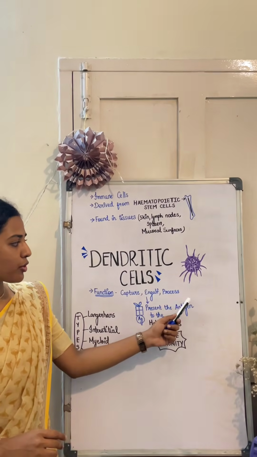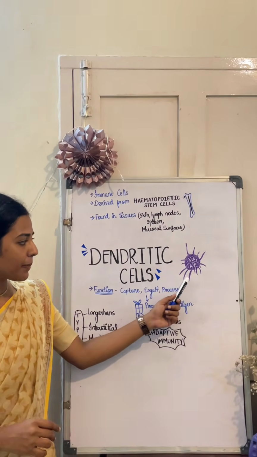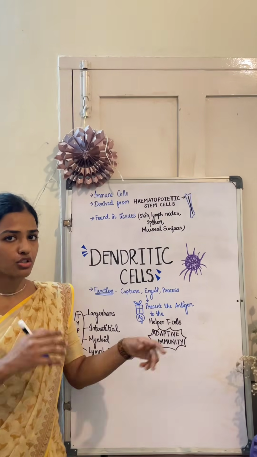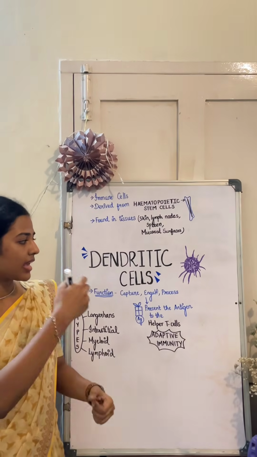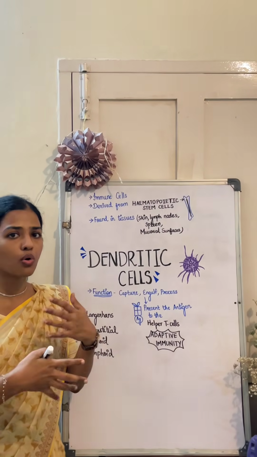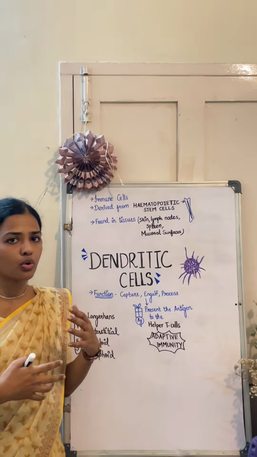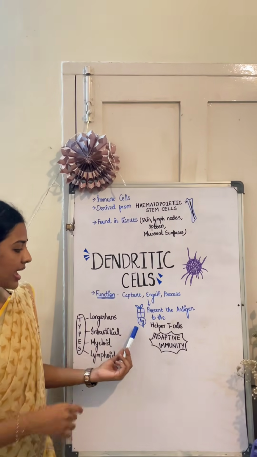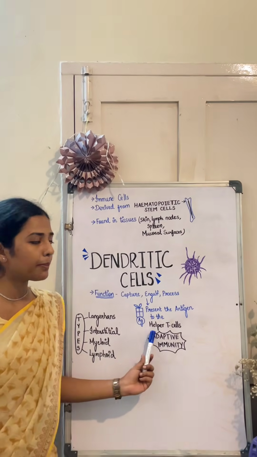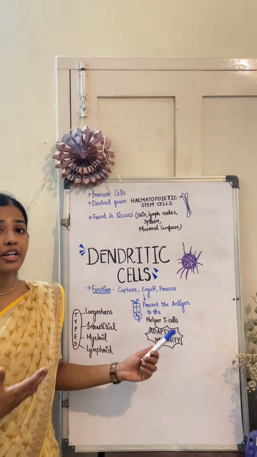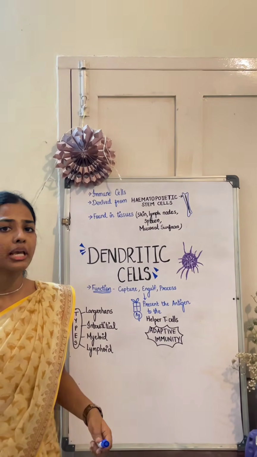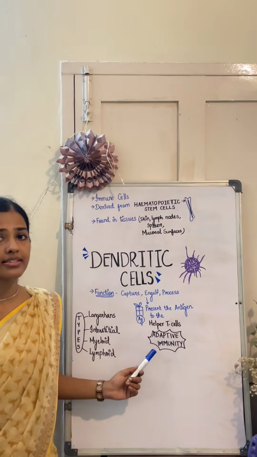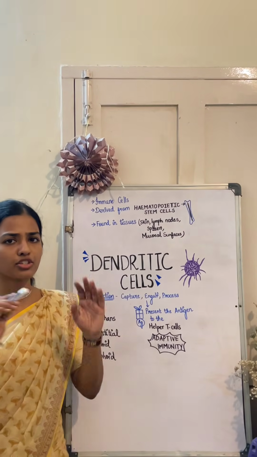Okay, so with these projections, they function by capturing the antigen. They capture the antigen and then engulf it and get to know the pathogen inside and out. So they process the antigen, finally pack the antigen and present it to the helper T cells. This will activate the helper T cells, and helper T cells will immediately trigger what we call the adaptive immunity.